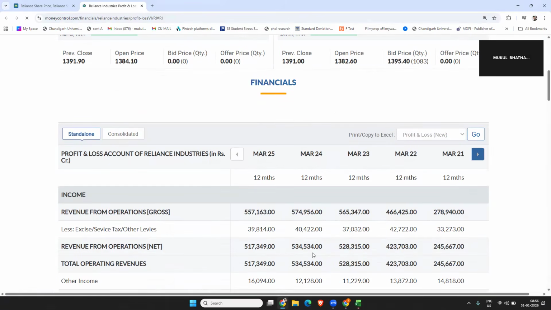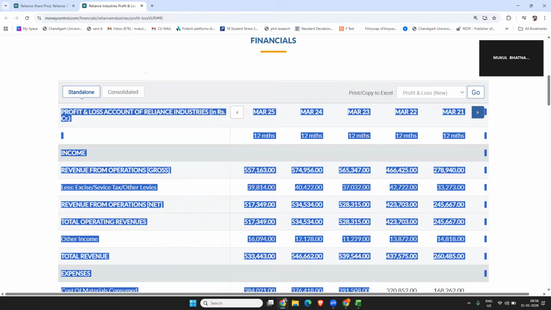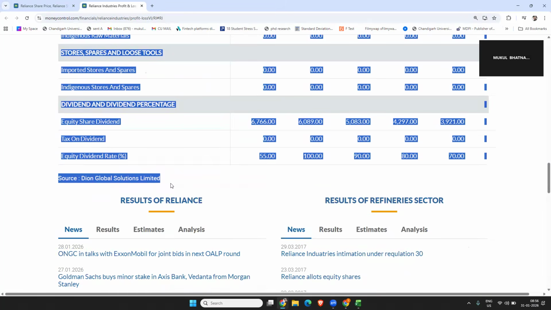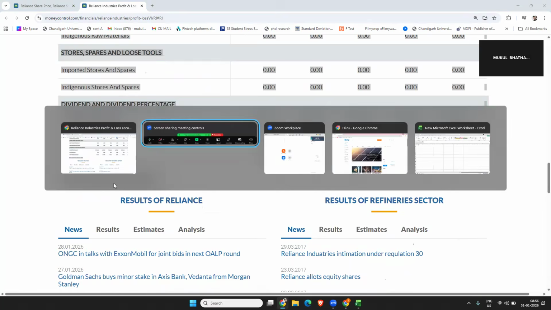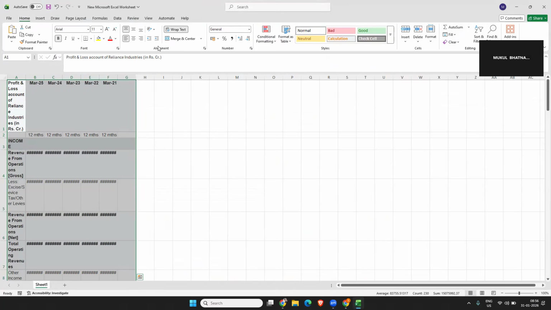So when you will click on profit and loss account, you will be seeing profit and loss accounts of the Reliance Industries for the 5 years. So I will copy this profit and loss account in Excel and then we will make certain calculations in respect to it. So when you will copy it, make sure that you are copying it till the source. Source needs to be copied. What is the reason behind it? I will tell you after some time. But yes, Control C, Control V.